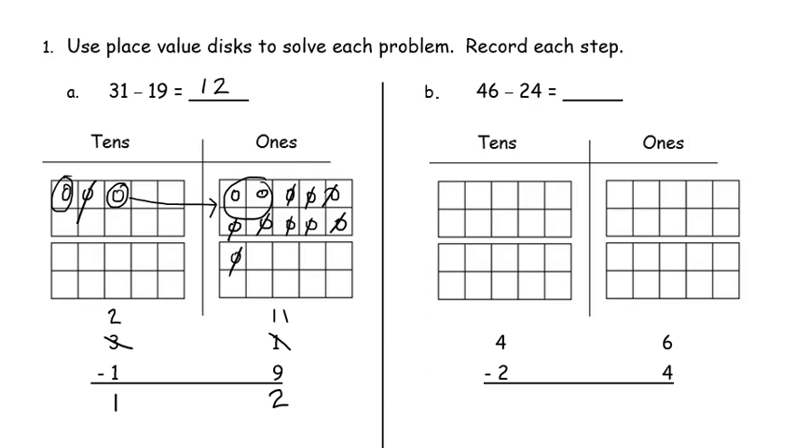Here I have 46 minus 24. We'll start by showing 46 as 4 tens and 6 ones. This time I need to subtract 4 ones. Well, I have enough ones to do that, so all I have to do is cross off my 4 ones. I don't have to do any regrouping there. 6 minus 4 is 2. Now I can subtract my tens. I have 4 tens. I need to subtract 2 of them. 4 tens minus 2 tens leaves 2 tens, so 46 minus 24 is 22.